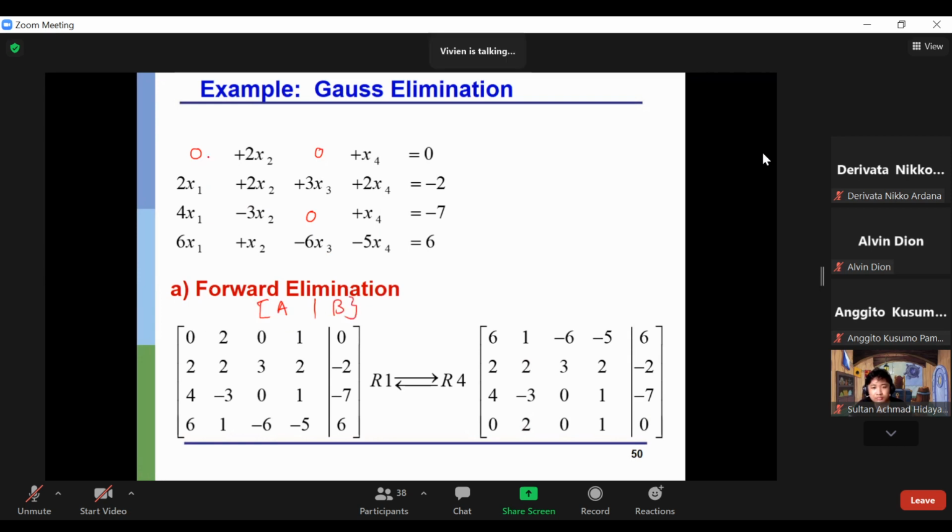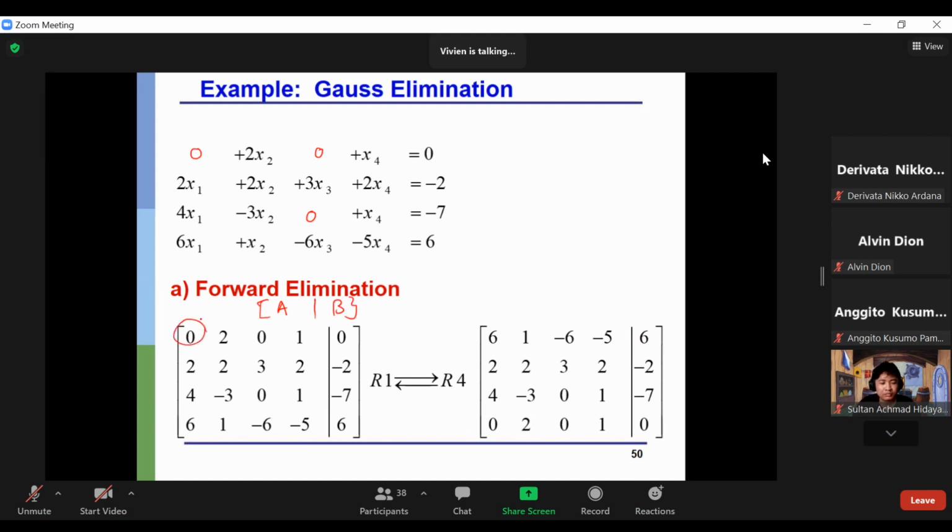in which here we write down the original matrix. So we have 0, 2, 0, 1, and then 2, 2, 3, 2, minus 2. And then next, the third row is 4, minus 3, 0, 1. And on the right-hand side, we have minus 7, and 6, 1, minus 6, minus 5, and 6. Now, how to solve this one?